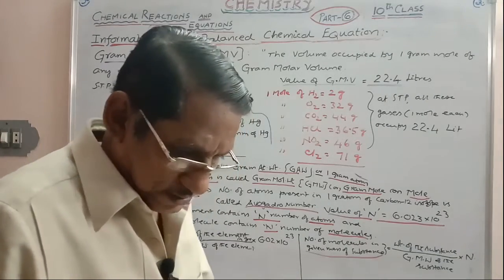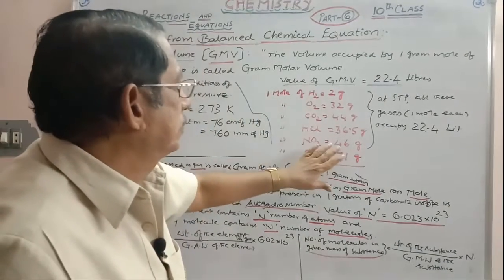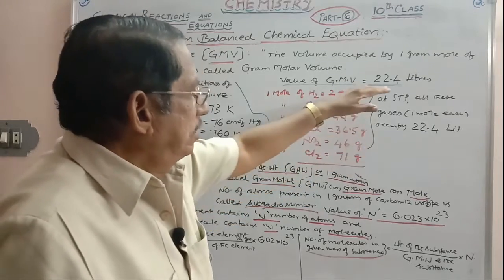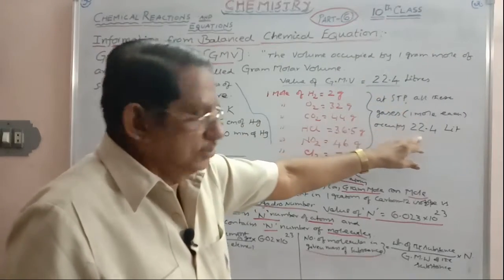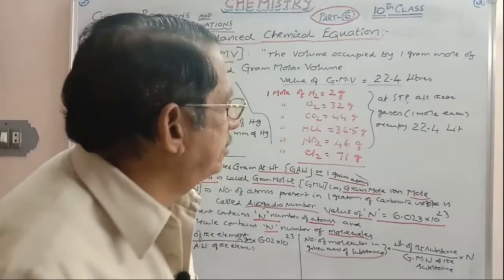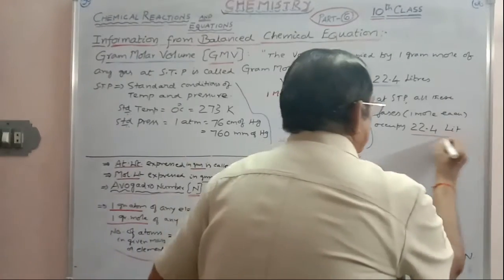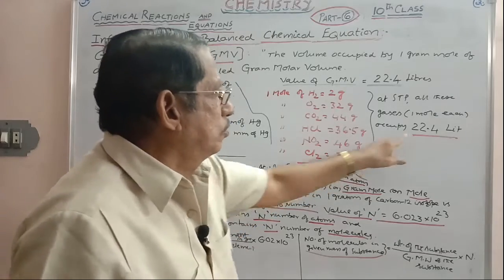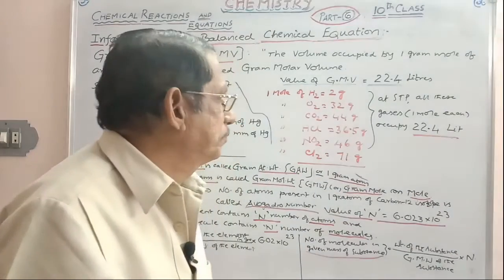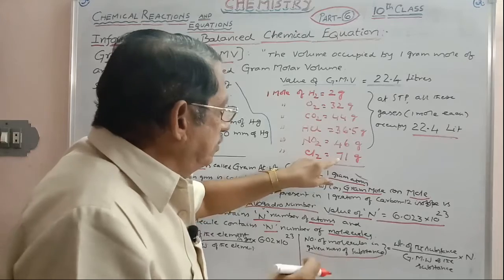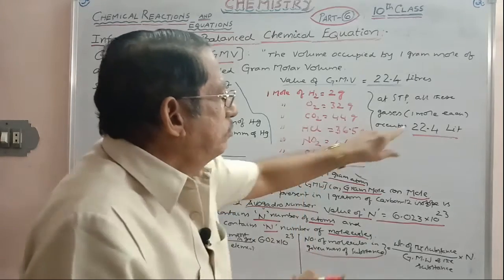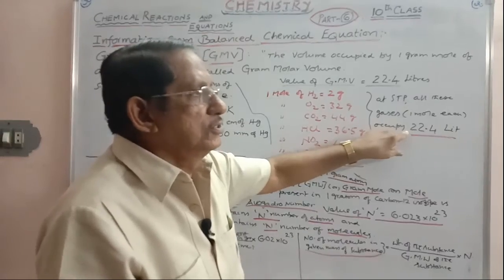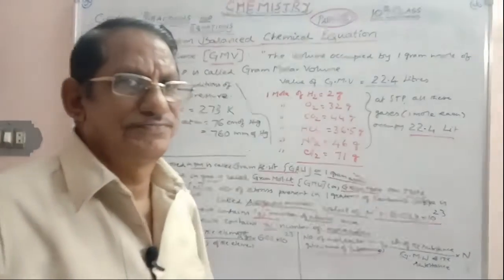All these gases you can take at STP. If you take 1 mole of any gas, all these gases will measure the same volume, that is equal to 22.4 liters. Suppose for chlorine 7.1 gram is taken, 2.24 liters will be obtained. If 0.71 is taken, 0.224 liters is obtained. 0.224 into 1000 is equal to 224 ml.